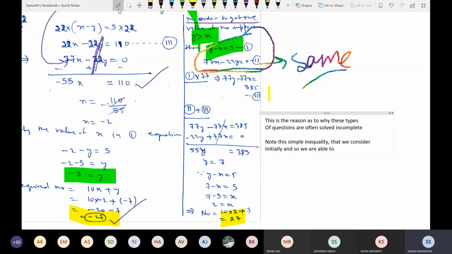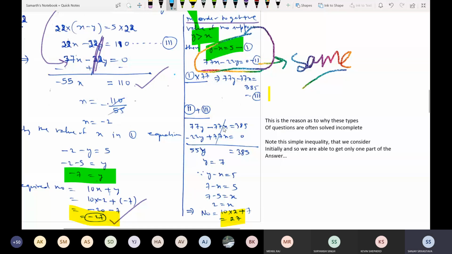So boys, please be very careful. Whenever the question says find the difference of the digits is 5, you have to be very, very careful. You have to show both the cases. Is it clear to everybody, boys?